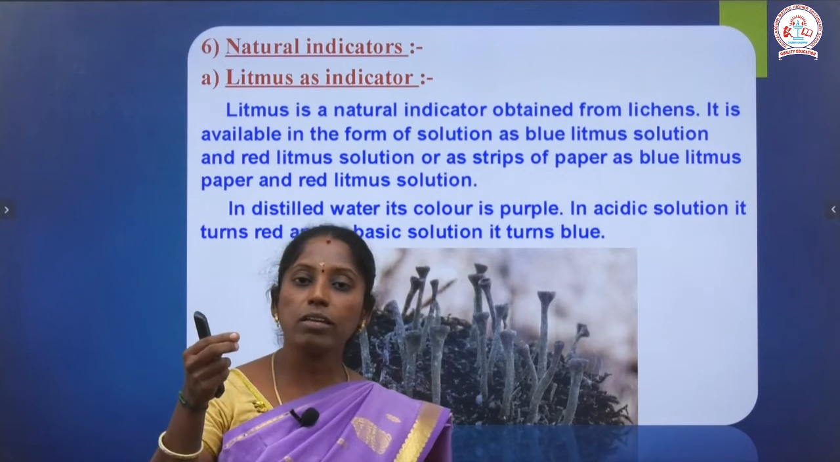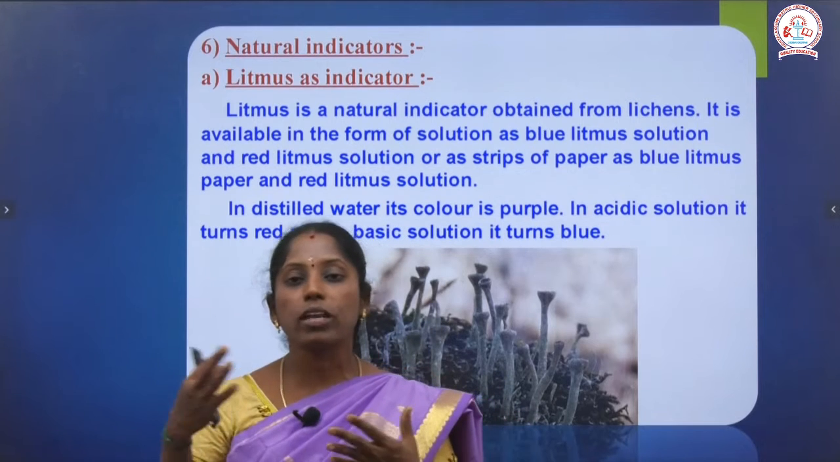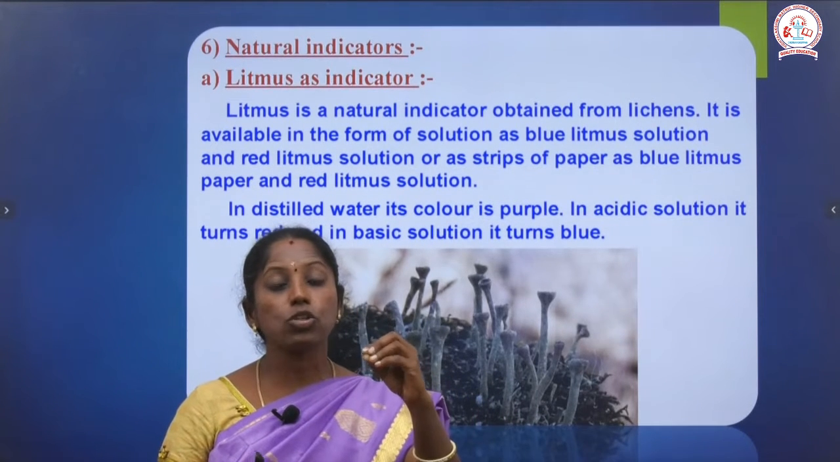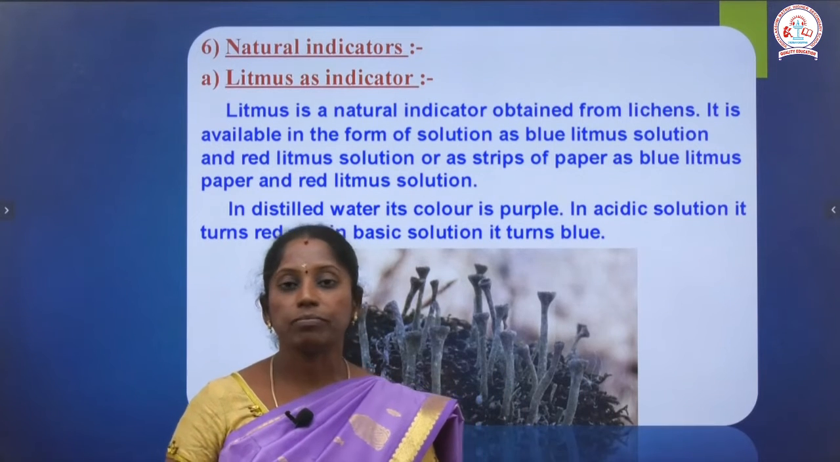When I take blue litmus, I can dip it in the acidic solution. What happens? It turns to red color. That blue litmus changes into red color. So I can identify, oh, this solution is acidic, acid.